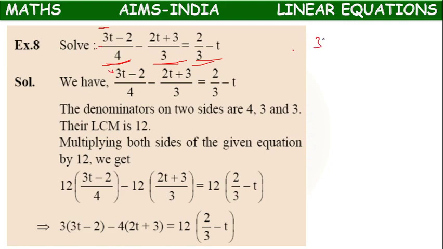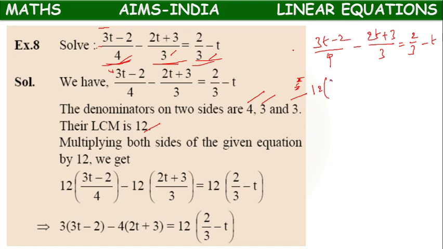They have given (3t minus 2) by 4 minus (2t plus 3) by 3 equals 2 by 3 minus t. Denominators are 4, 3, 3. LCM is 12. That means multiplying on both sides with 12, or we can multiply all the terms with 12, so the value does not change.